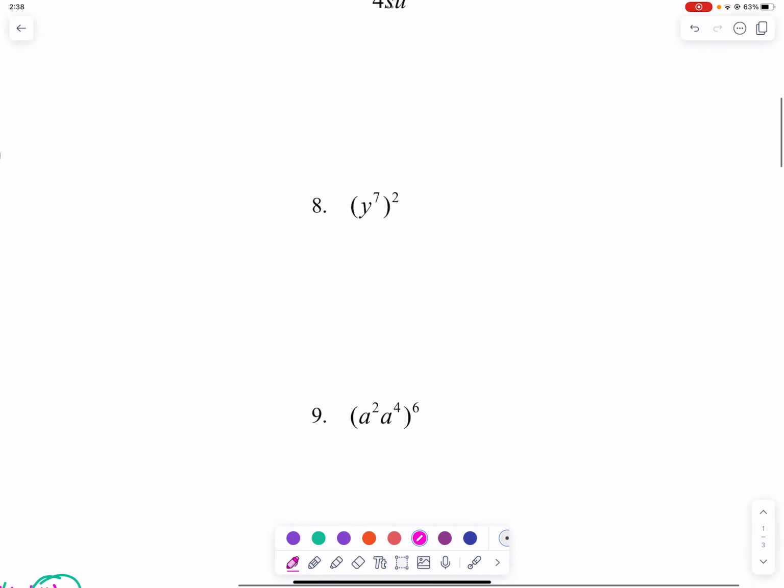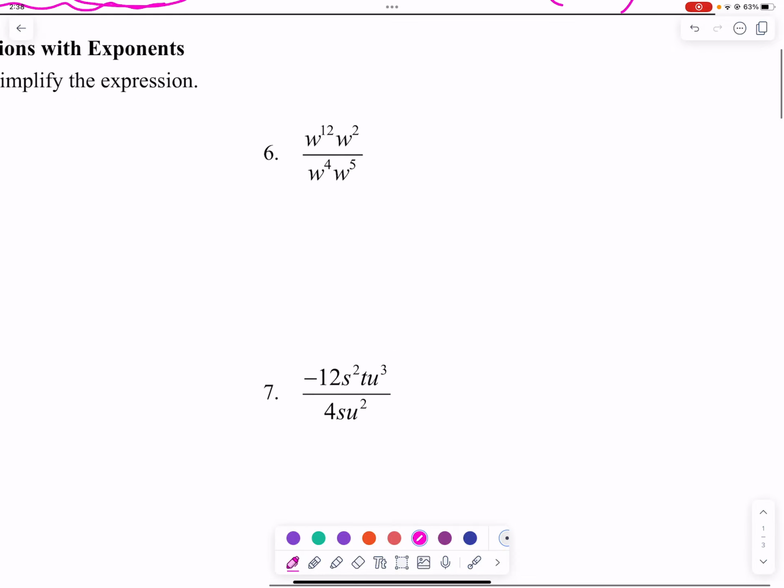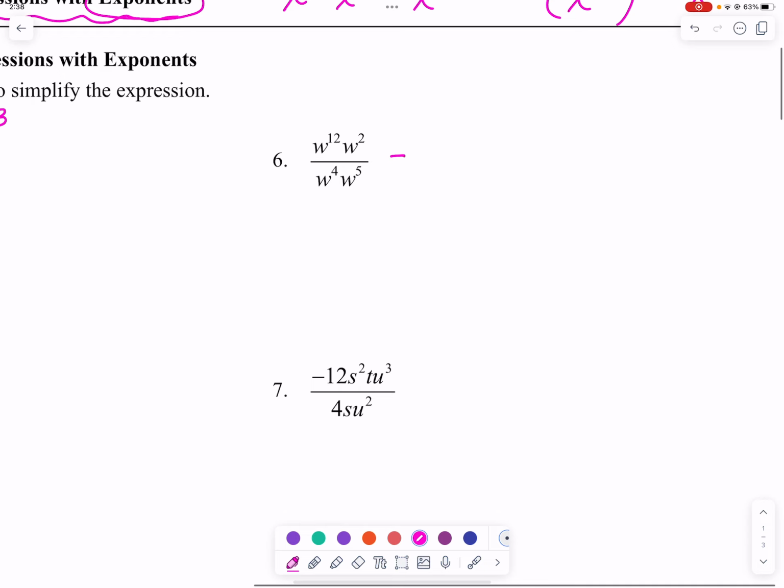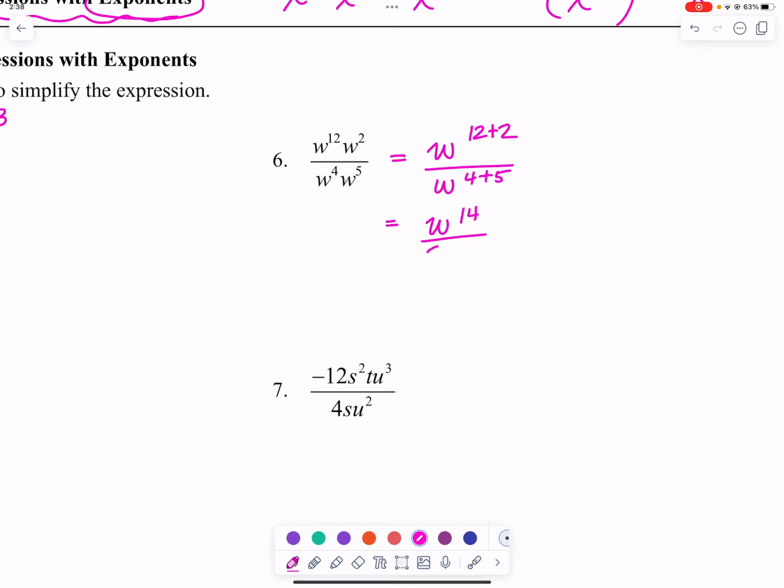Looking at number 6, here we will add first, so we end up with W to the 14th divided by W to the 9th. And now we will subtract and have W to the 5th power.